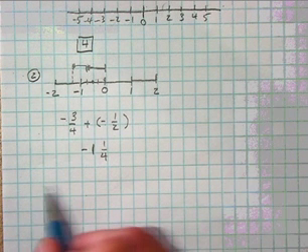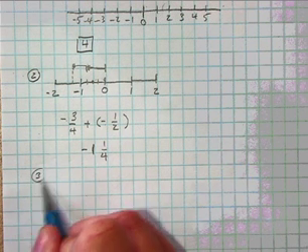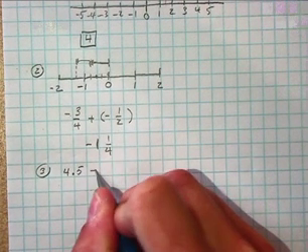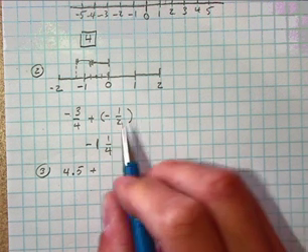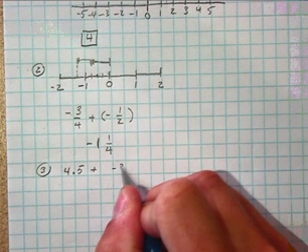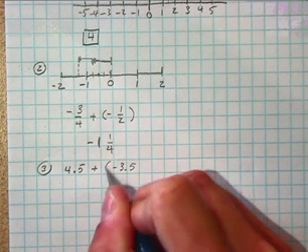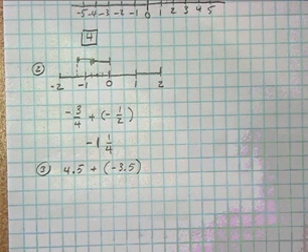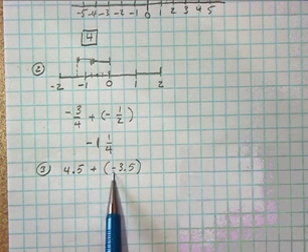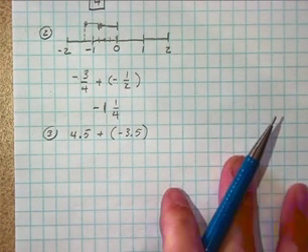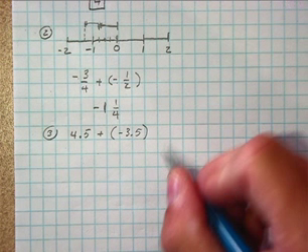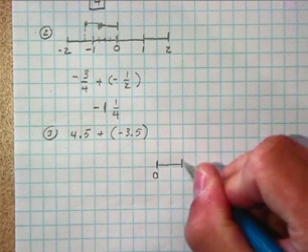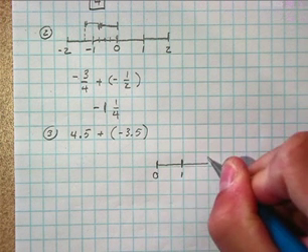Let's look at another one. This time let's do 4.5 plus negative 3.5. So on our number line, we'll do another one that's spread out a little bit. I just think they're easy to read.